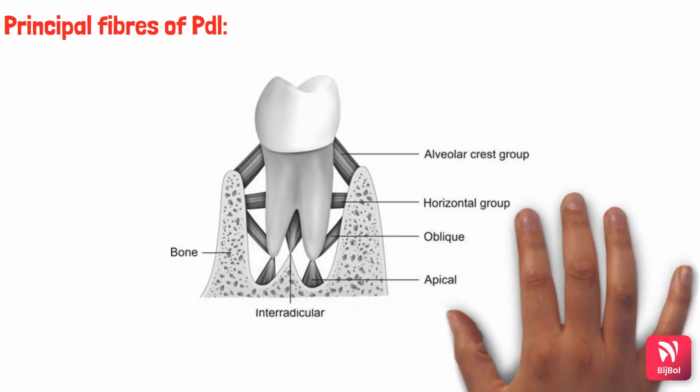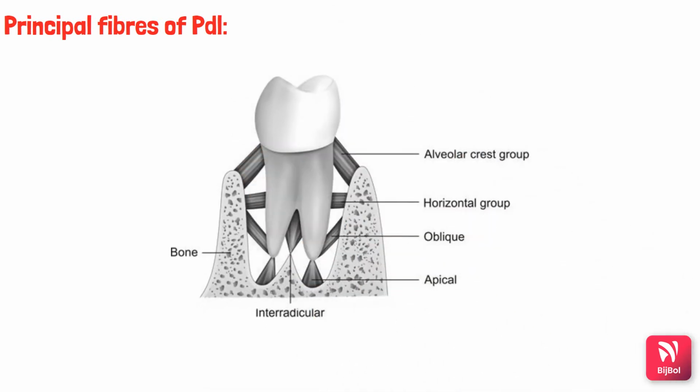Now let's see about the various principal fibers of periodontal ligament. As we have discussed some of the principal fibers during the development, those we will discuss in detail now.